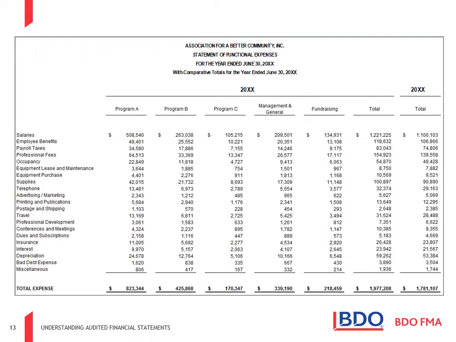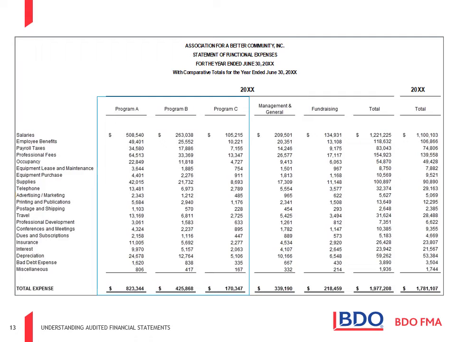What the statement of functional expenses does is break that down even further. Let's take a look at an example of a statement of functional expenses. Apologies for the small numbers here. So you'll see that the statement of functional expenses has columns for each program. In this case, 3 programs, program A, B, and C.